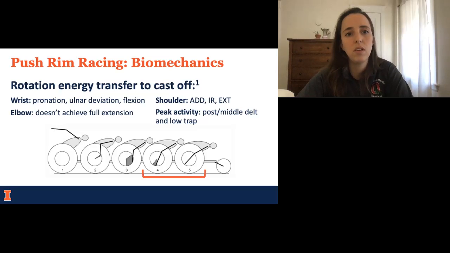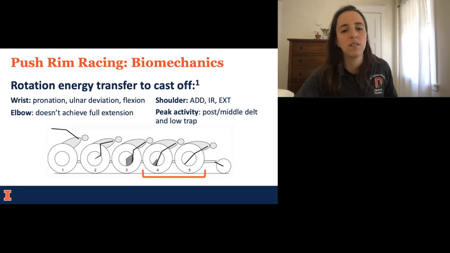Your elbow in this phase does not reach full extension. It's always going to have a little bit of flexion. It's going to come close, but it's never going to reach peak extension. And your shoulder here is going to be adducted, internally rotated, and extended. Peak activity for this phase is in the posterior and middle delt and low trap. So you're getting a lot of shoulder extension.